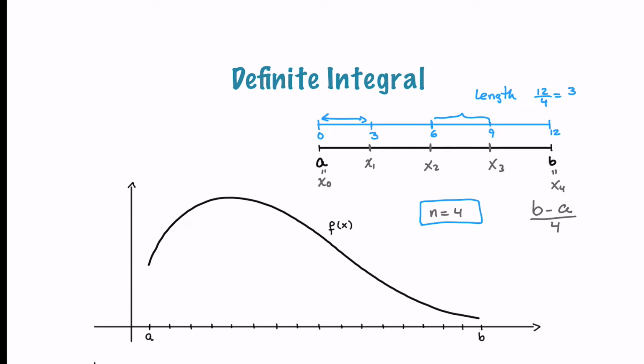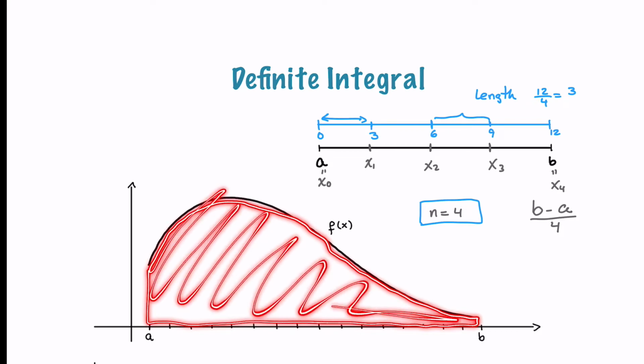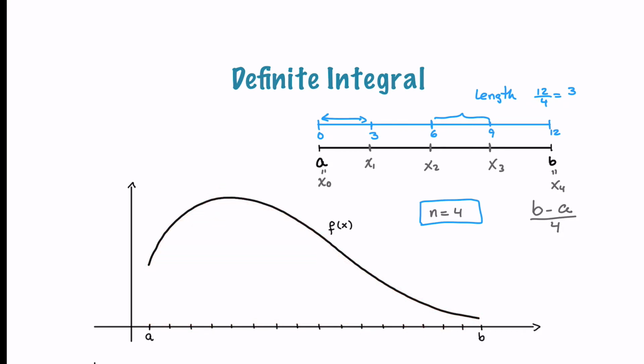So the definite integral is the integral of the function taken within a defined interval, like from a to b. It is not the antiderivative, which is a function whose derivative is the given function. Here we're finding the area below this curve. So we're finding this area right here. That area right there is what we want to find.